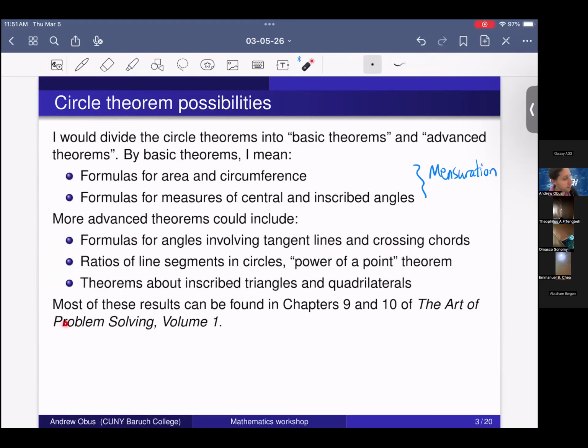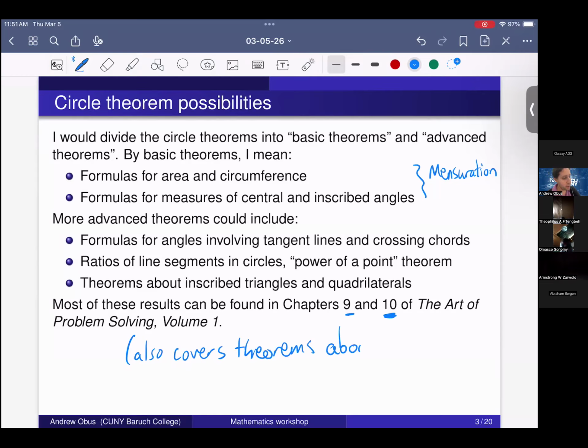And if you want a reference for basically everything that we're going to do, it's covered in chapters 9 and 10 of the book that I sent over the chat a while ago, the Art of Problem Solving, Volume 1. Chapters 9 and 10 cover these circle theorems, and they also cover a little bit more. Chapter 10 also covers theorems about angles and parallel lines.